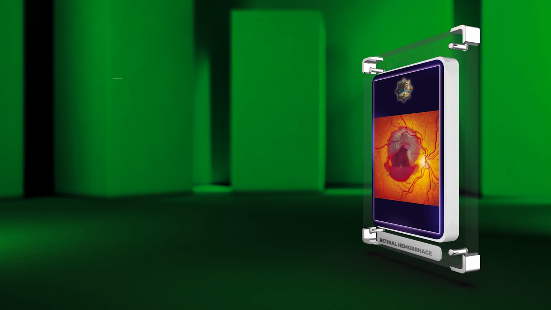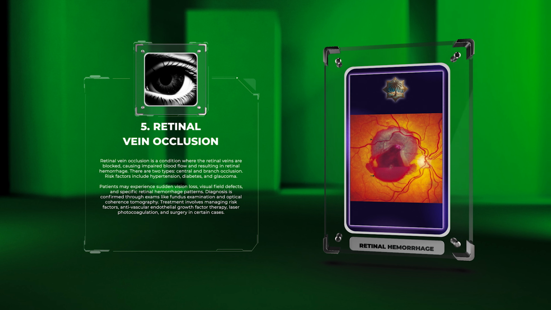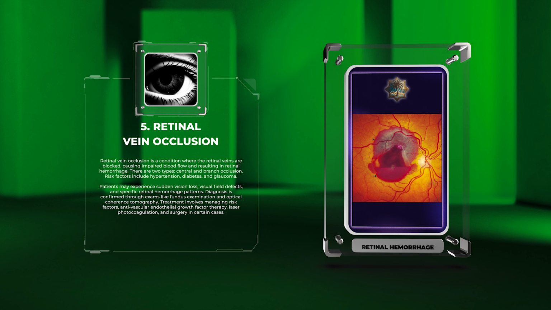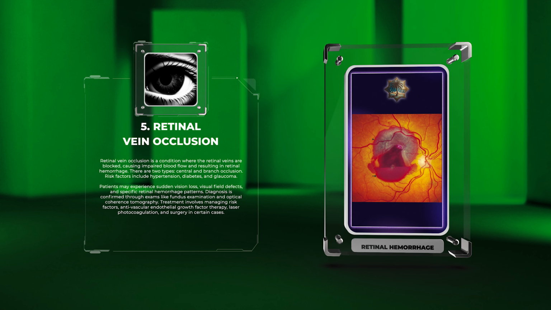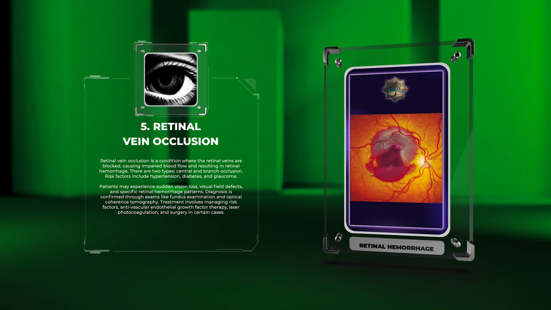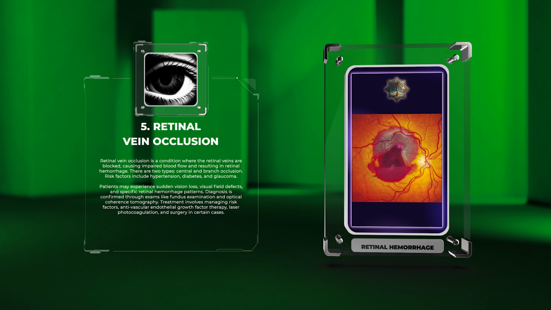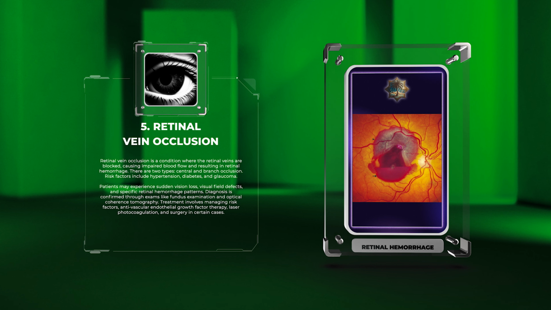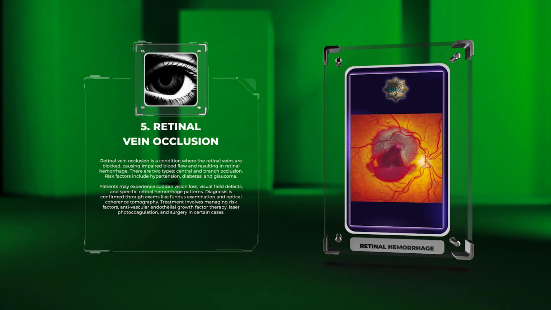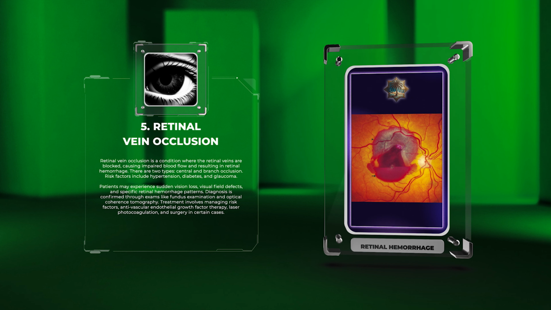Retinal vein occlusion is a condition where the retinal veins are blocked, causing impaired blood flow and resulting in retinal hemorrhage. There are two types: central and branch occlusion. Risk factors include hypertension, diabetes, and glaucoma. Patients may experience sudden vision loss, visual field defects, and specific retinal hemorrhage patterns. Diagnosis is confirmed through exams like fundus examination and optical coherence tomography. Treatment involves managing risk factors, anti-vascular endothelial growth factor therapy, laser photocoagulation, and surgery in certain cases.